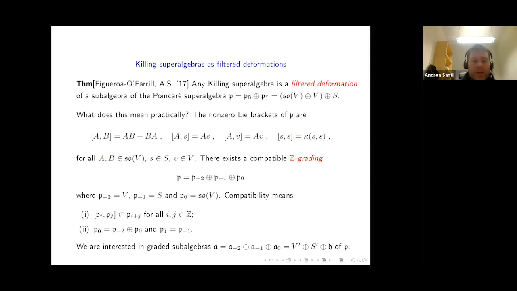And compatibility here, I mean, first of all, the usual relation as we already saw many times, so P_i, P_j has to land in P_{i+j}, but there is also a compatibility between the Z grading and the parity that we have for Lie superalgebras. So in this case, P even is the direct sum of P_{-2} and P_0, and P odd is P_{-1}. So we are interested in graded subalgebras A of P, with components A_{-2} = V', which is a subspace of V, A_{-1} = S', inside S, and A_0 is a Lie subalgebra H of so(V).